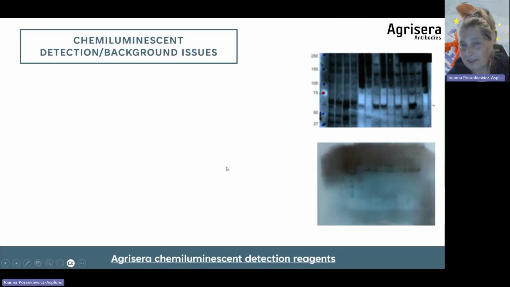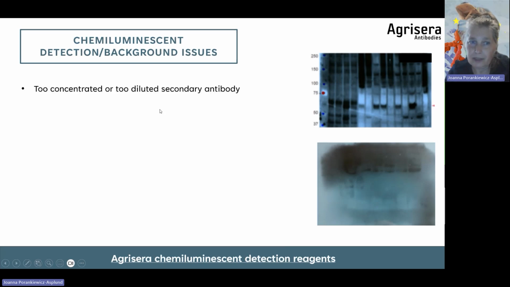And with advantages, there also come problems. You may have seen these types of blots done with chemiluminescent detection. And here I will walk you through what can be a reason for this background. So as I mentioned a while ago, too concentrated but also too diluted secondary antibodies. So please read product information sheets before you choose the dilution of your primary or secondary antibody.